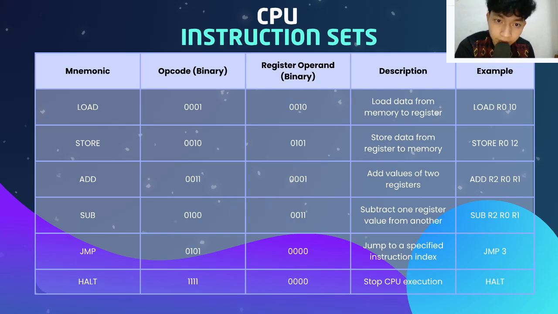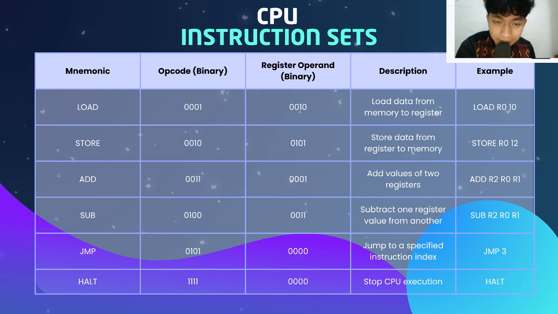For store, the opcode is 0010, register operand is 0101. The description is to store data from register to memory. An example is STORE R0 12. For add, the opcode is 0011, register operand is 0001. The description is to add values of 2 registers. An example would be ADD R2, R0, R1.